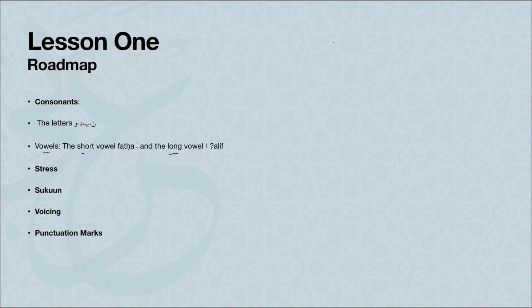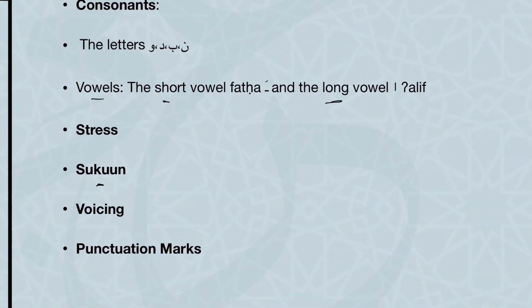And then we learned something about the stress and how we stress certain vowel sounds. And then we discussed what sukun means, and we learned that it's basically a small circle on top of a consonant. Sometimes, if you open the Quran, you might actually see it as a little ha, like this shape. It's also known as sukun.